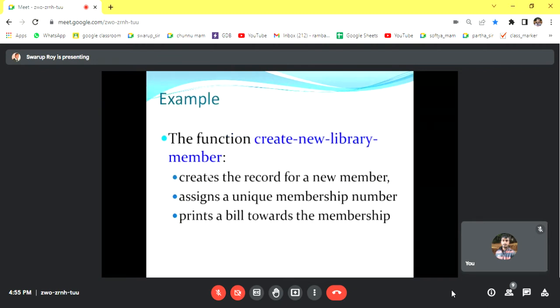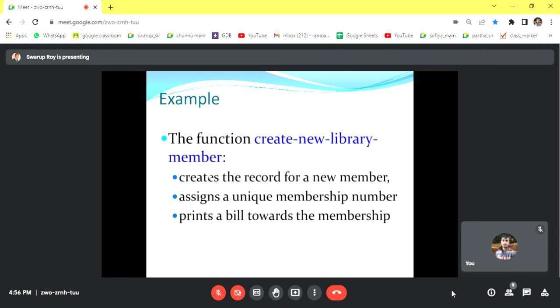One example: create new library member. This is a broad function. Now inside that you can have more sub functions. What are those? Create the records for a new member, that means you are basically entering the new members, that is enrollment. Assigning a unique membership number can be a sub function. Printing the bill, or you can say printing the membership card, or library card. So create new library member is a big function.